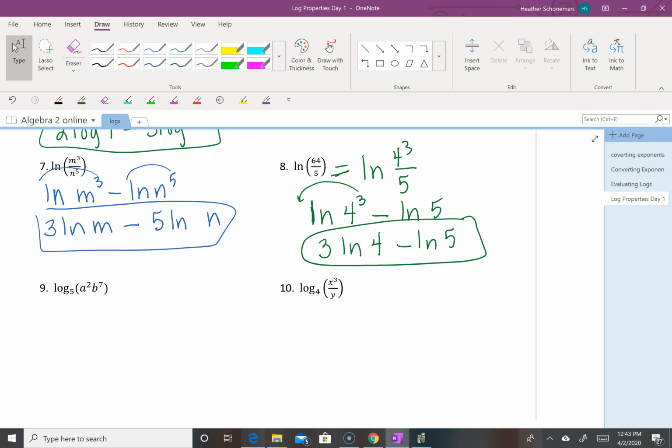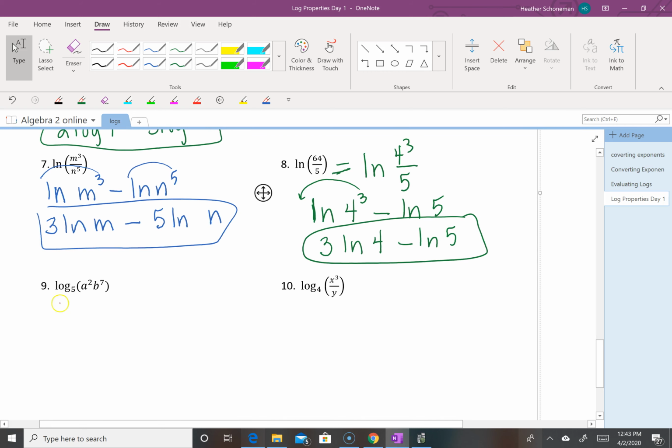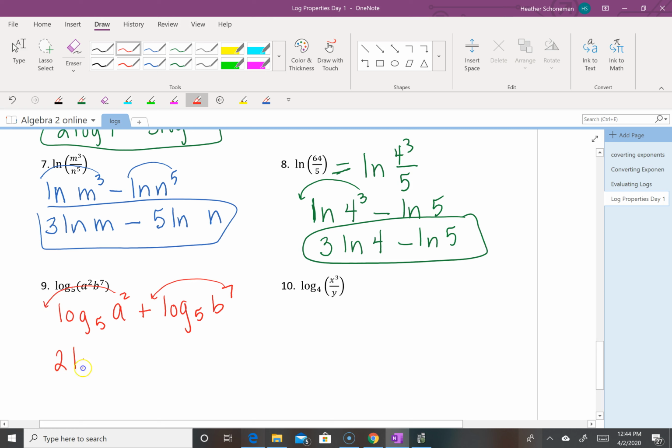Okay, 2 more. Now, what if it wasn't a natural log, or what if it wasn't log base 10, where we don't put that invisible 10 there? Well, we can have it. It's still the same. This right here is multiplication. So when it's multiplication, it's addition. So I'm going to rewrite this as log base 5 of a squared plus log base 5 of b to the 7th. But again, those exponents need to move to the front. So this is 2 log base 5 of a plus 7 log base 5 of b. And that is our final answer.